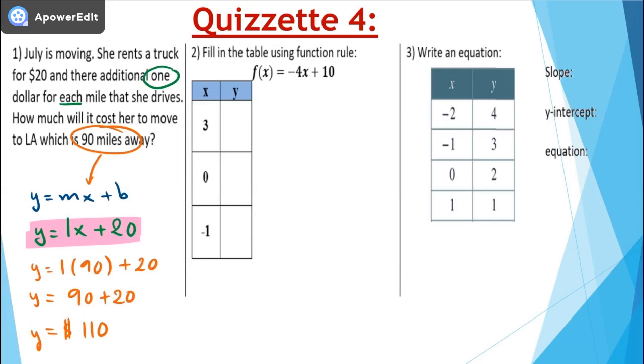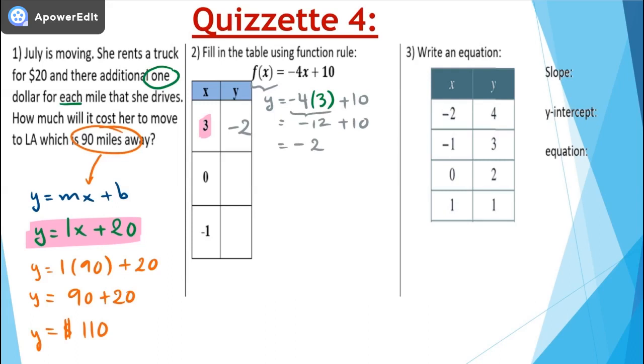Alright, now problem 2, f of x equal to negative 4x plus 10. They ask you, if they give you f of 3, if I give you x is 3, can you find the corresponding y value? So the answer is yes. f of x has a different name, y. All they want you to do is plug in 3 in place of x. So negative 4 times 3 is negative 12, plus 10. That will give you negative 2.